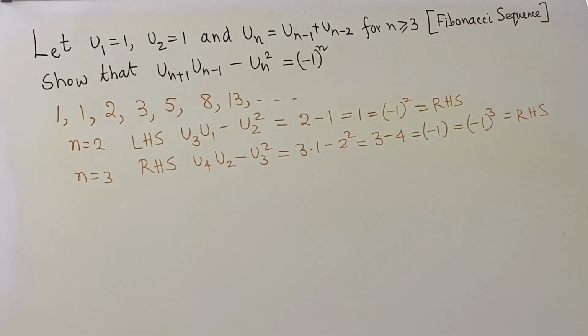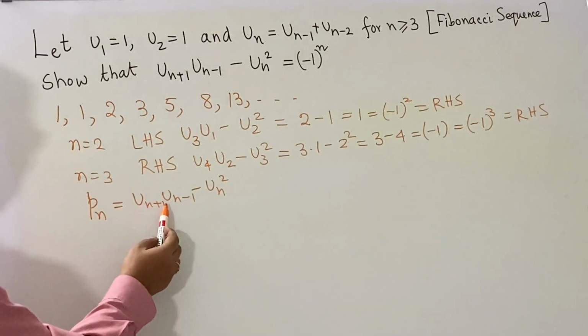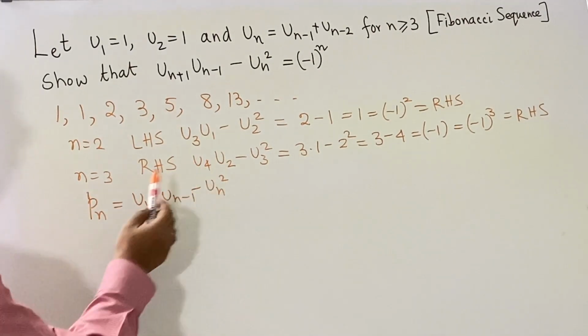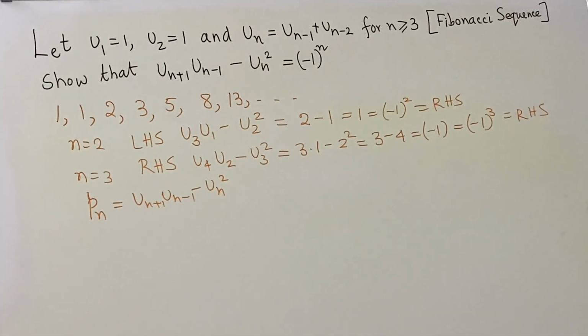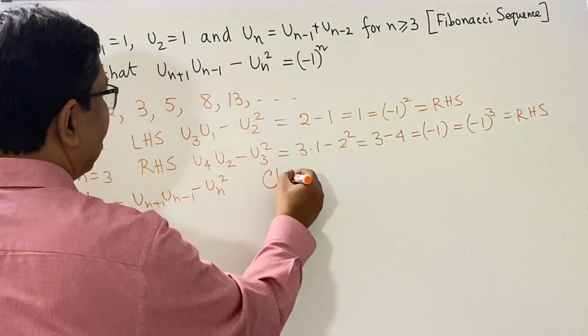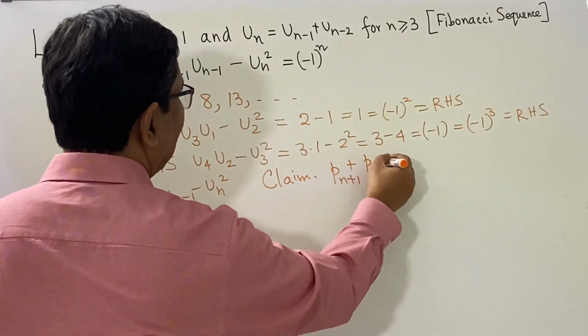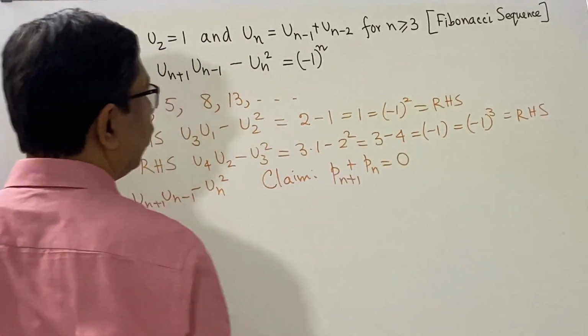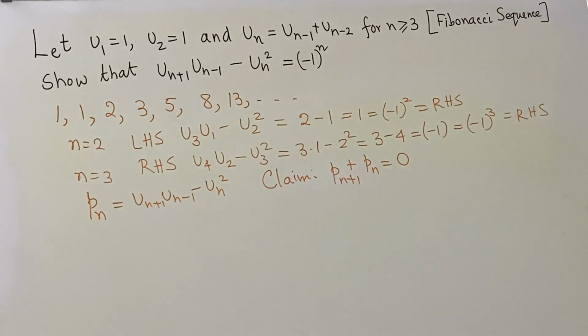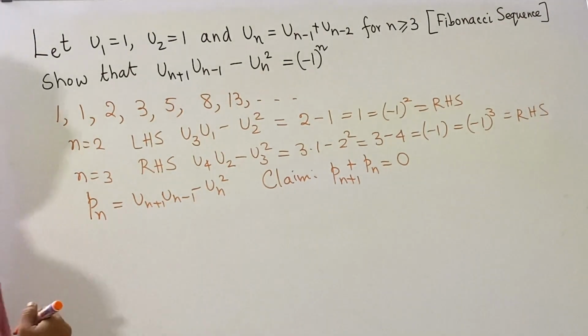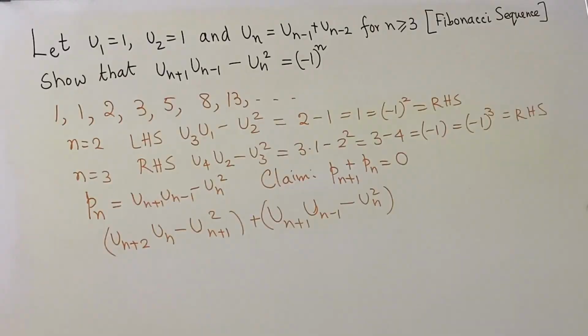So let us see if we can get a general form of this. Let P_n be equal to u_{n+1} u_{n-1} minus u_n squared. We will show that P_{n+1} plus P_n is equal to 0, or rather, P_{n+1} is minus P_n. So let's try to do this.